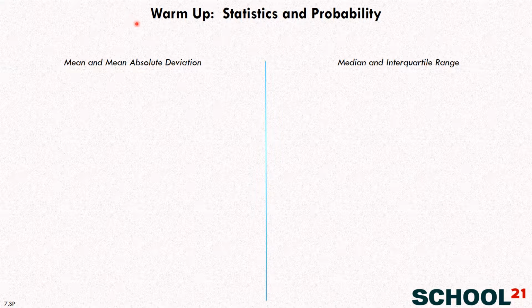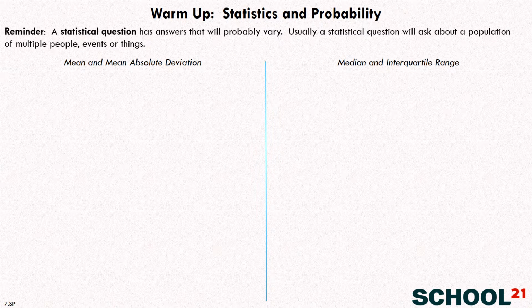Let's do a quick warm-up on statistics and probability to get you ready for the new concepts. So we'll talk about mean and mean absolute deviation. This is a measure of center and a measure of variability. And median, another measure of center, and interquartile range, another measure of variability. You had this before. Now, before we get into those, let's remind ourselves what a statistical question is.